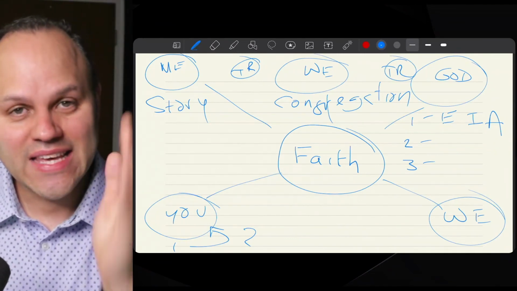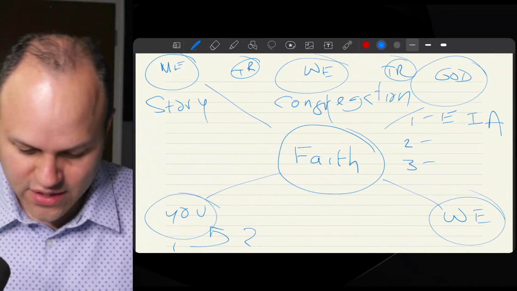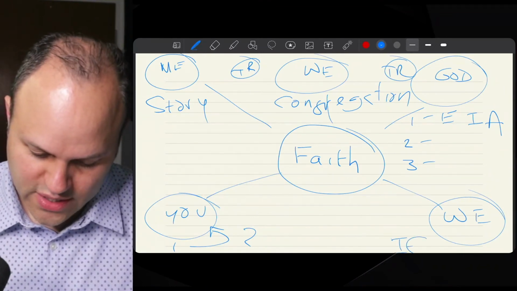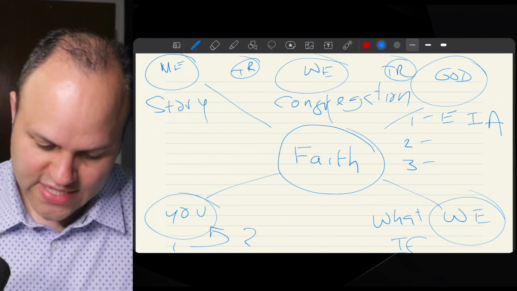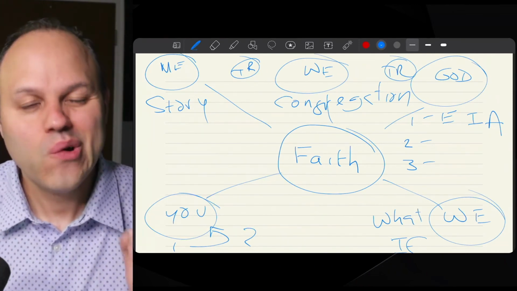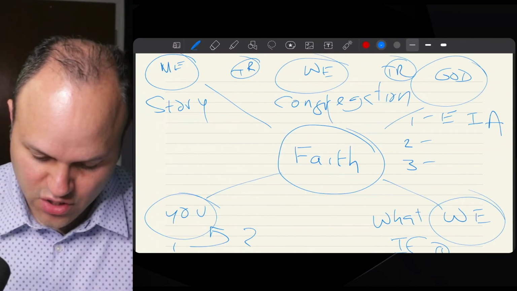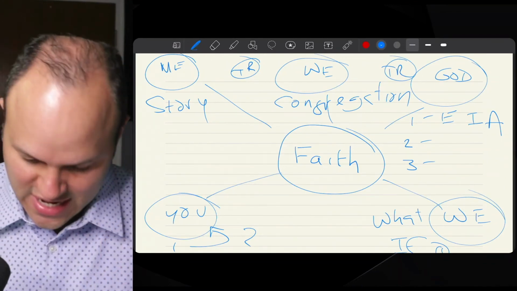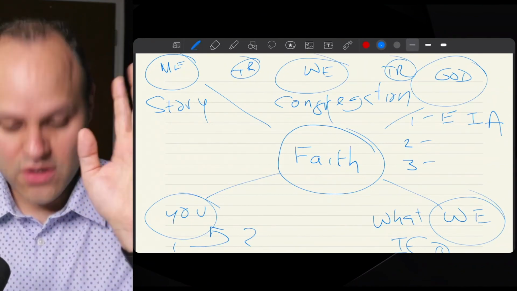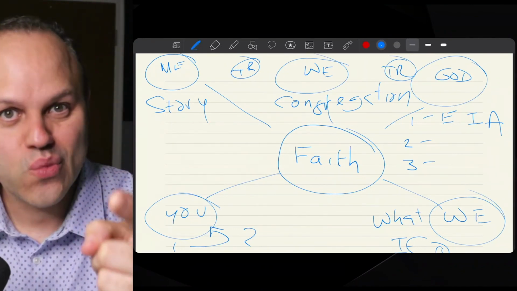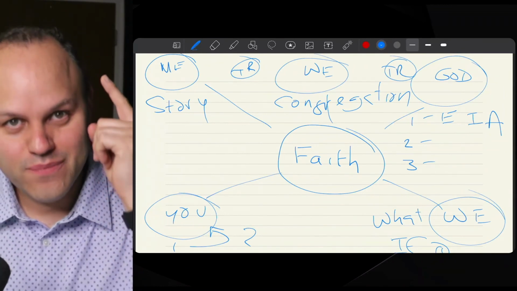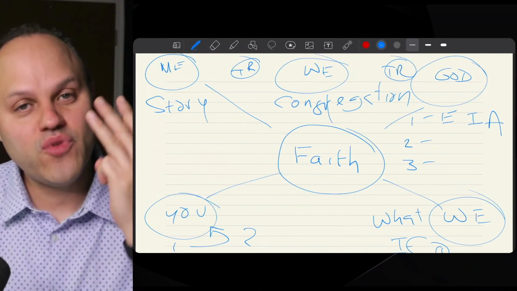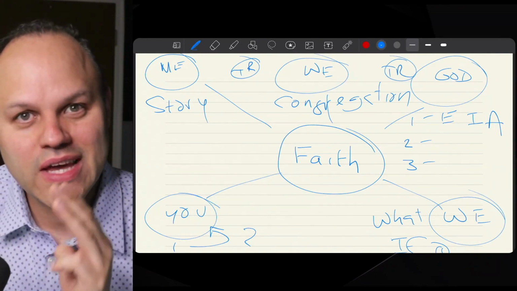And at the very end, you're going to go to we. What you want to do is you want to say, what if we? What if we? And again, you're going to go back to point 1, point 2, and point 3. Hopefully you can see that on my screen. But you're going to say, what if we, point 1, what if we believed what God says in point 1? What if we believed point 2? What if we believe point 3? What do you think would happen?